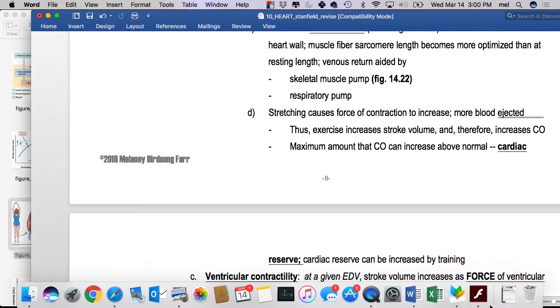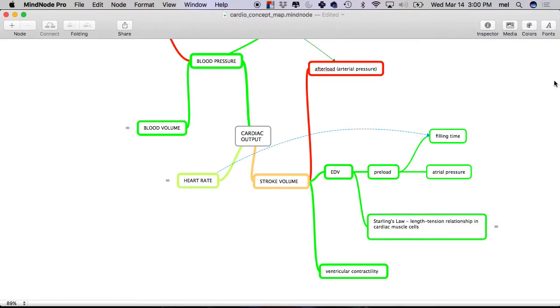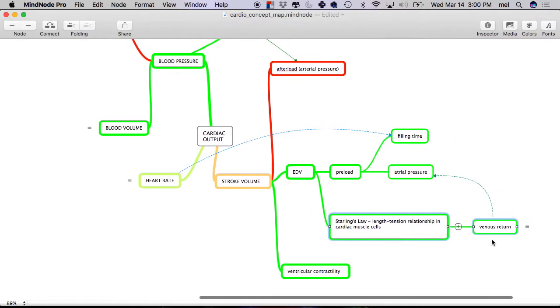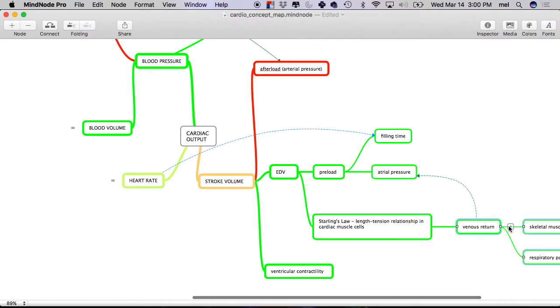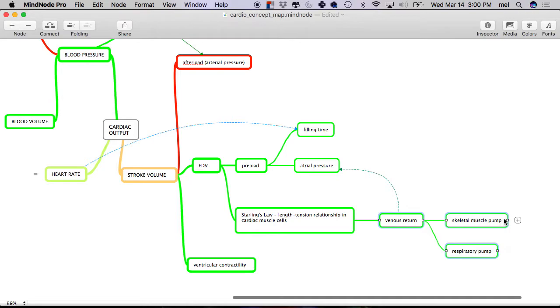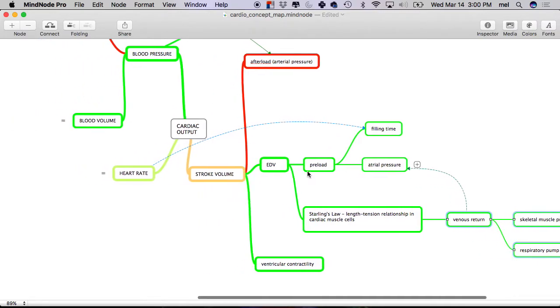So what we just did was, Starling's Law is directly related to venous return. And venous return is primarily controlled by the skeletal muscle pump and the respiratory pump. What else does venous return aid? Well, it aids in atrial pressure, right? The more blood you actually put in. That makes sense? Okay.